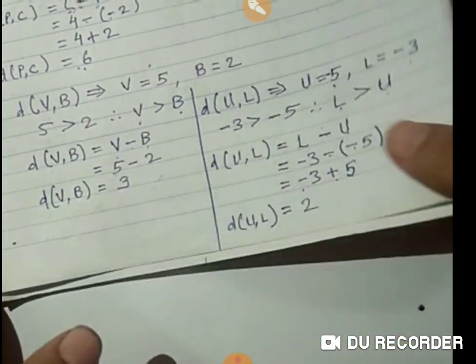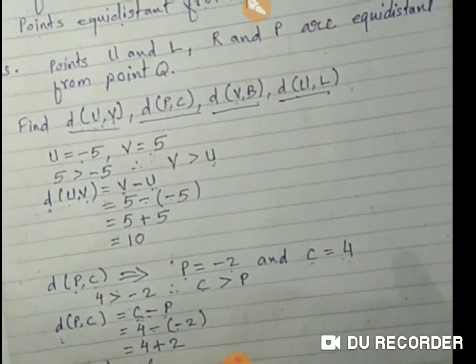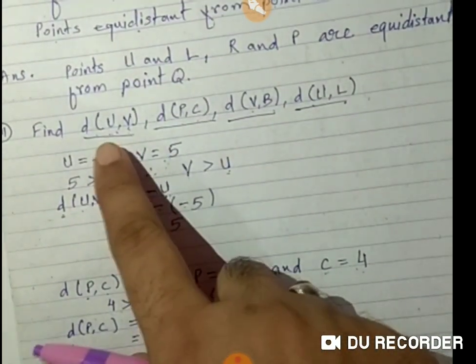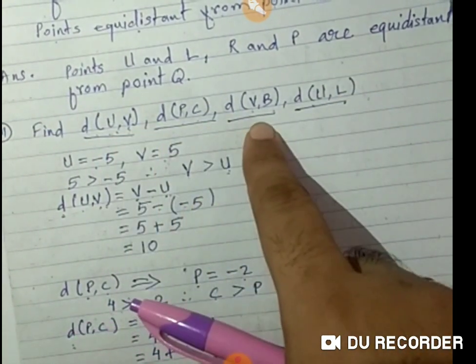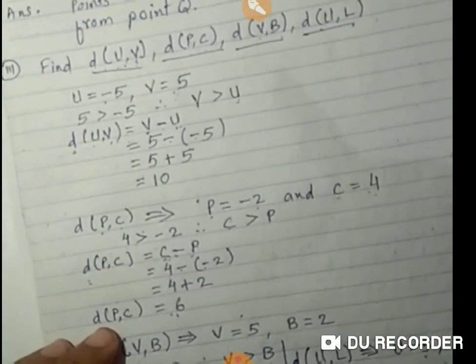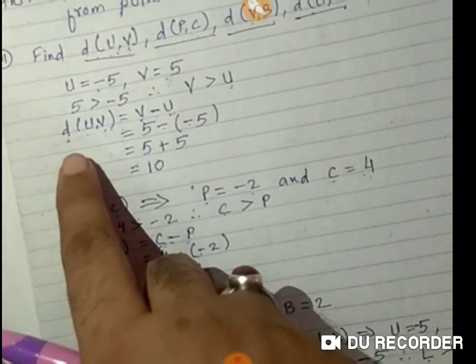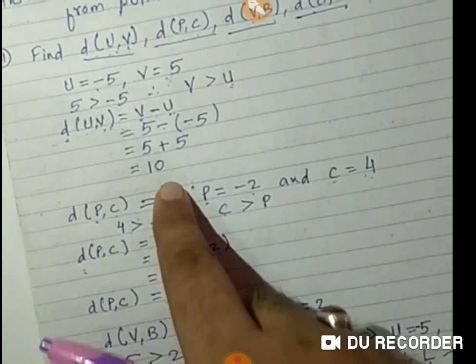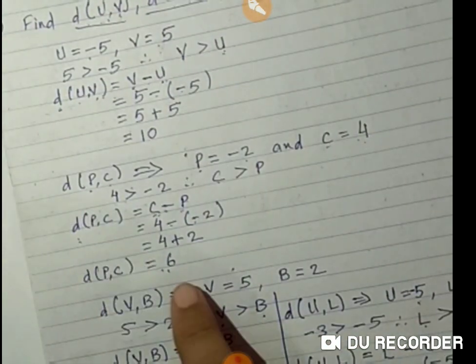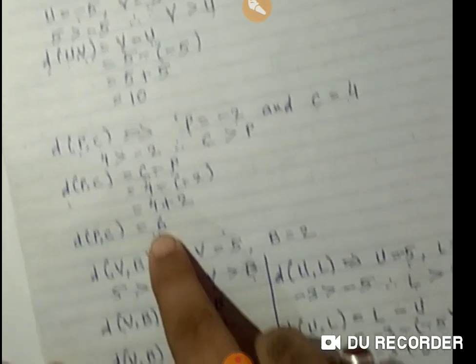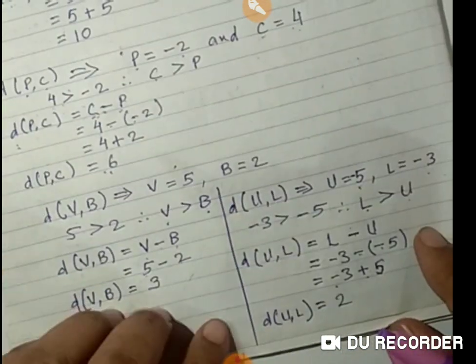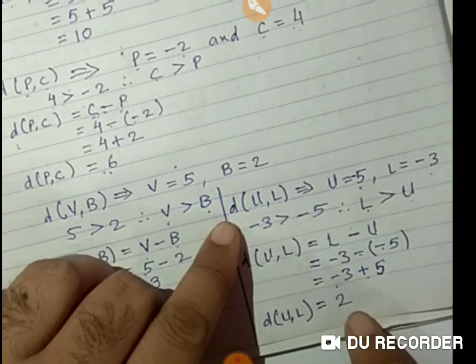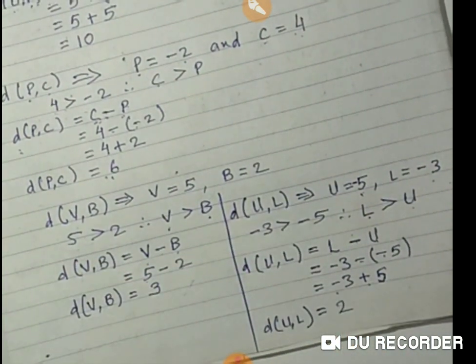So the question was to find out these four distances, that is UV, PC, VB, UL. Now here we have the answers. Distance between UV is 10. Distance between PC is 6. Then distance between VB is 3. And last one, distance between UL is 2. So this is the final solution for this question number 3.